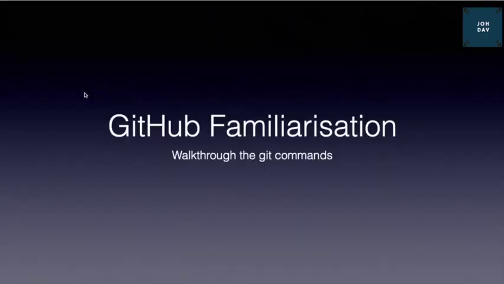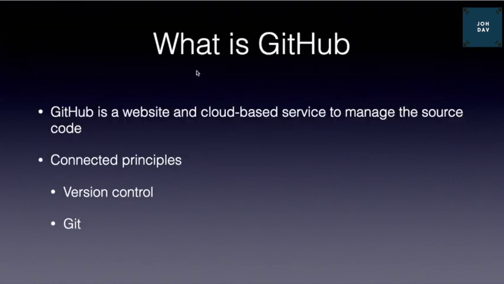Today I'm going to explain how source code and projects are managed using GitHub, and how it is used by engineers. Let's go through what GitHub is. GitHub is a website and cloud-based service that helps developers store and manage their code, as well as track and control changes to their code.